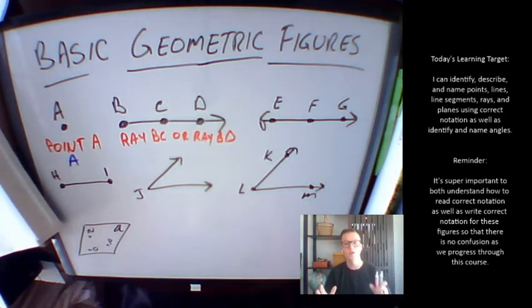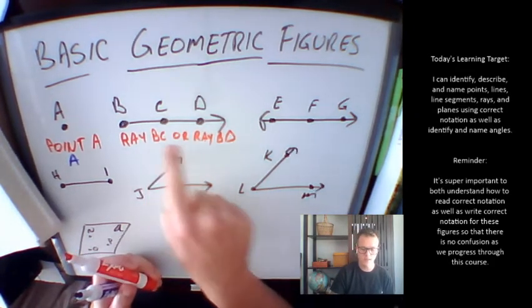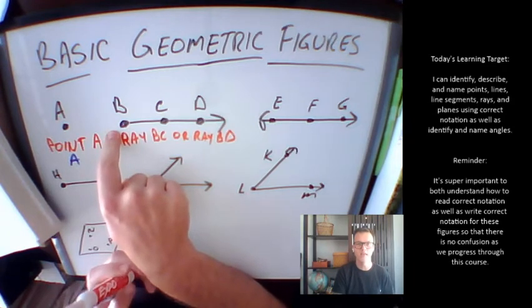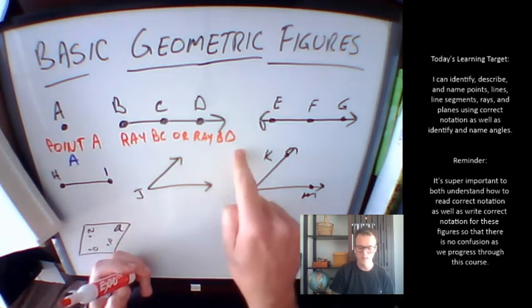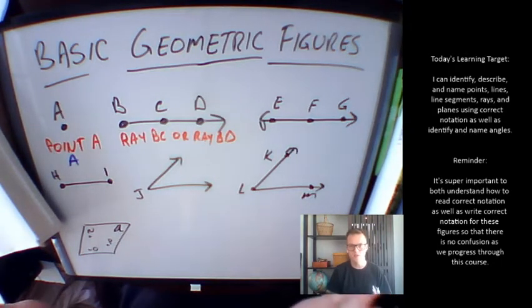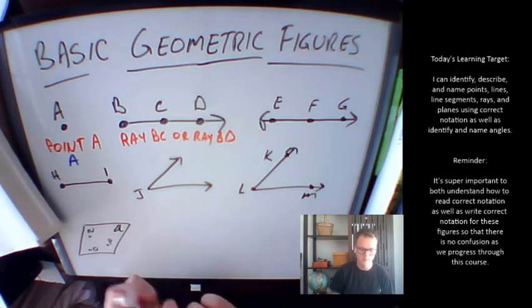The kicker here, and we have to be extra careful, when you're talking about rays, the first letter in your description must be the endpoint, the one without the arrow. So ray BC and ray BD in this figure both describe the same thing. So they're both equally correct.